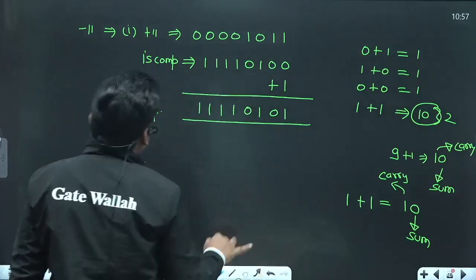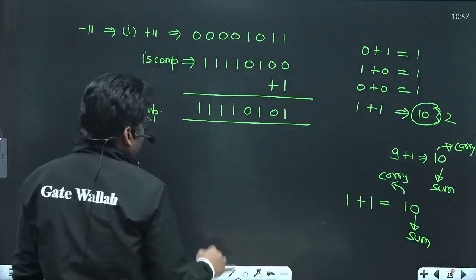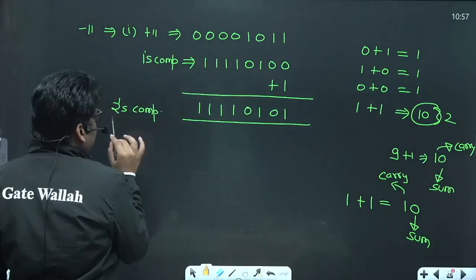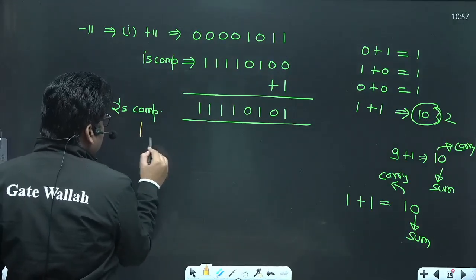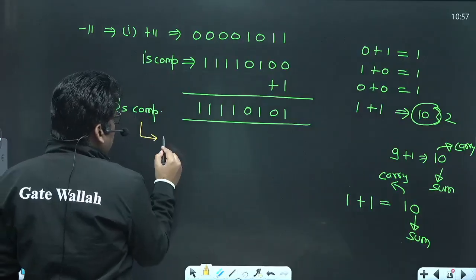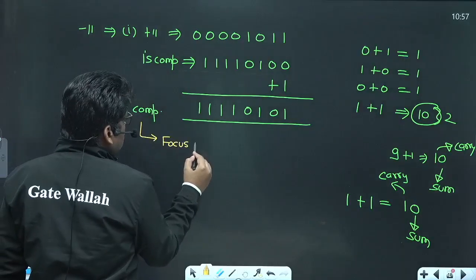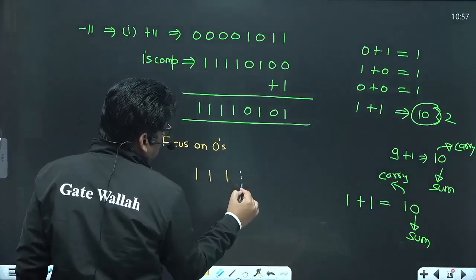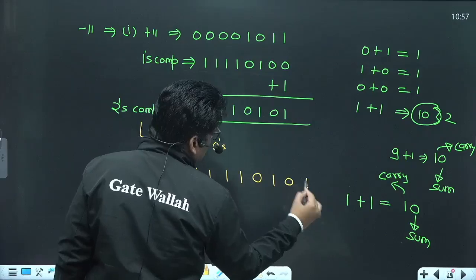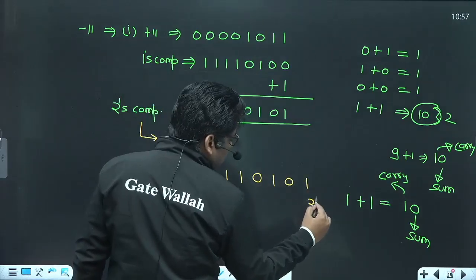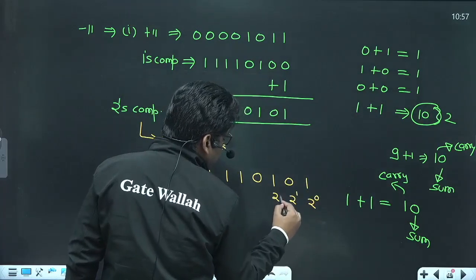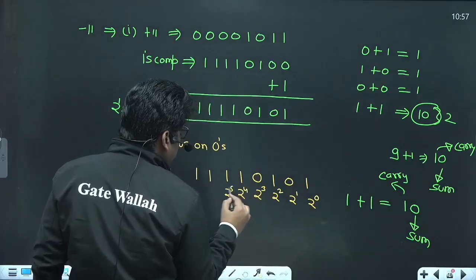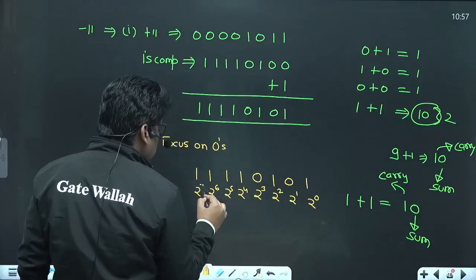Notice the fact that, sir, can we calculate the value of a 2's complement number? Sir, in 2's complement, if you want to find the value, only focus on zeros. We have 1 1 1 1 0 1 0 1. Sir, it is 2 raised to the power 0, 2 raised to the power 1, 2 raised to the power 2, 2 raised to the power 3, 2 raised to the power 4, 2 raised to the power 5, 2 raised to the power 6, 2 raised to the power 7.